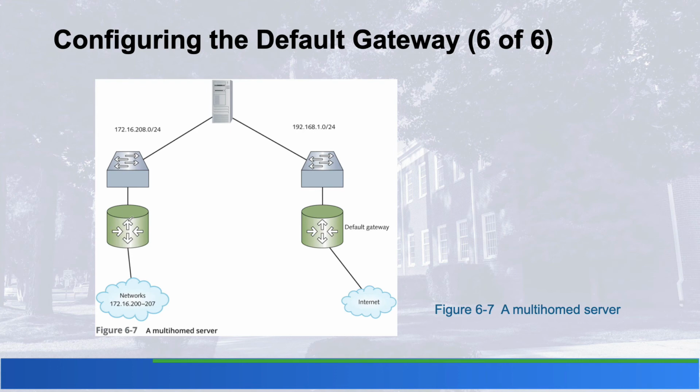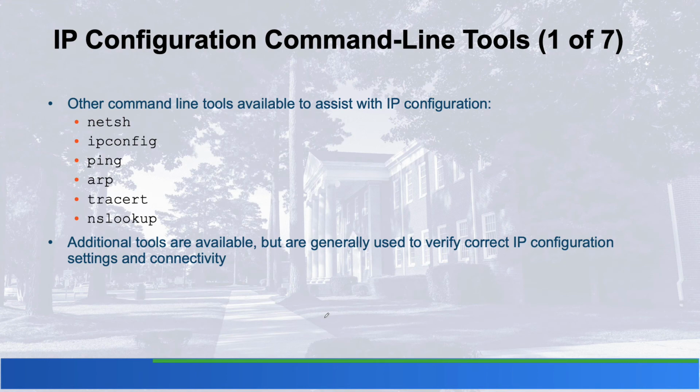And then the gateway is going to figure out how to route it to its destination. Some of the DOS commands we use to configure our Windows computer: Netshell is one of them, ipconfig, Ping, ARP, trace route, and NS lookup. And I believe we're going to go over each one of these tools, but these are the tools that are most commonly used to configure a Windows computer with IP.